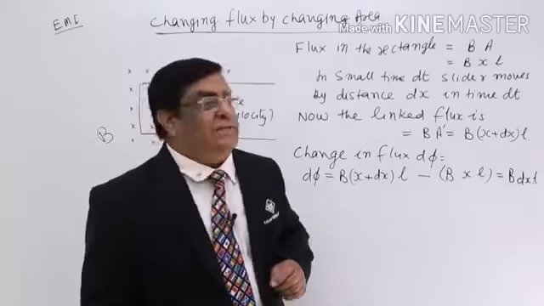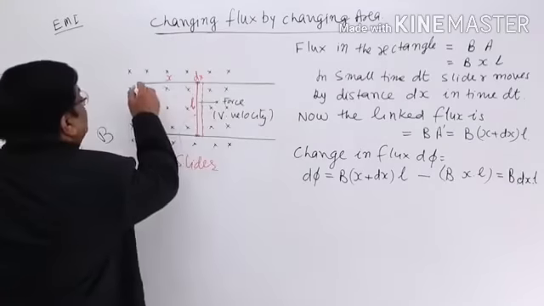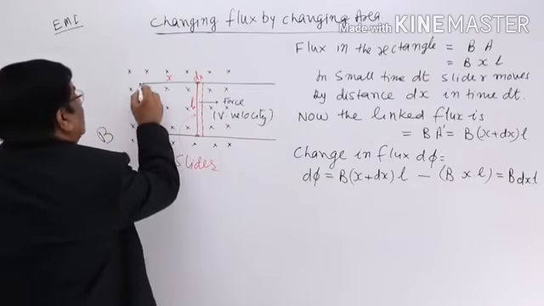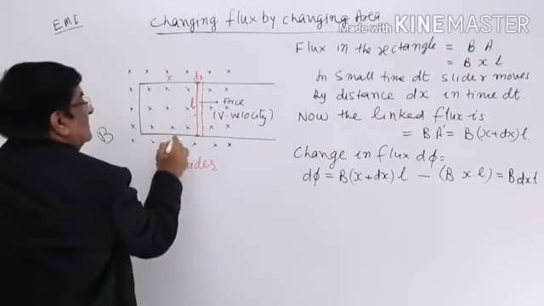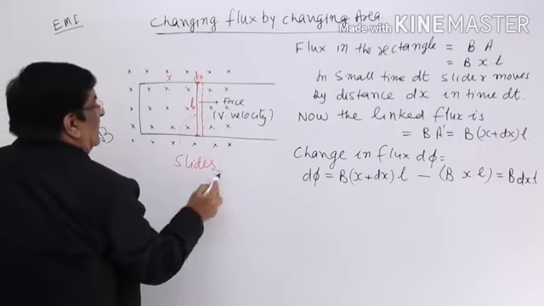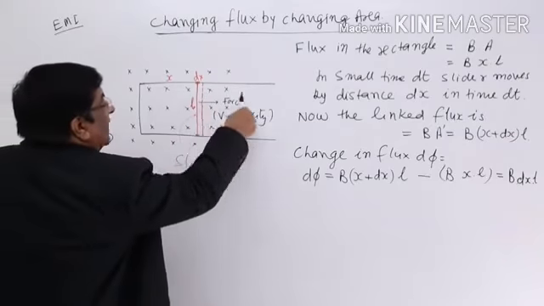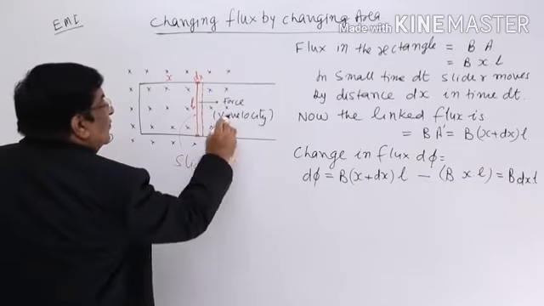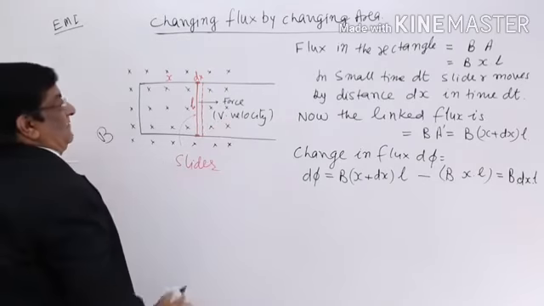There are two rails. On these rails, this is a slider. The rails are connected on this side, and here we have put a slider. This slider can move like this. We apply a certain force and start moving it with a velocity v.